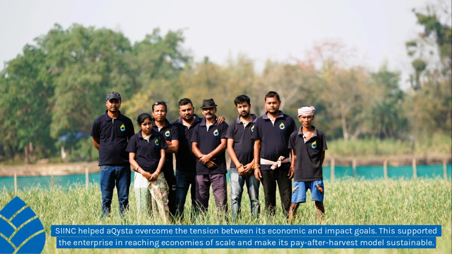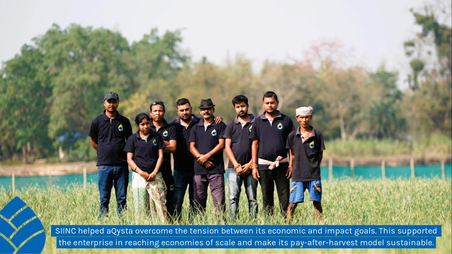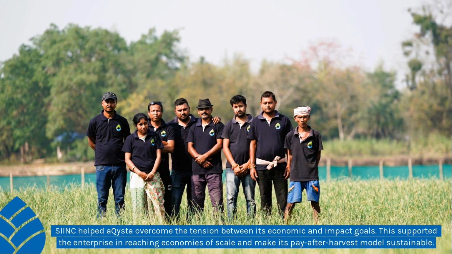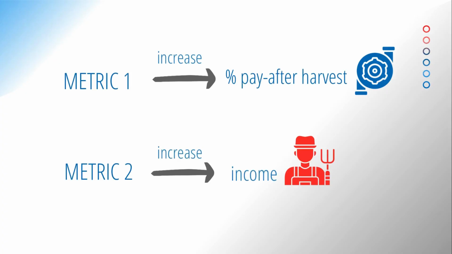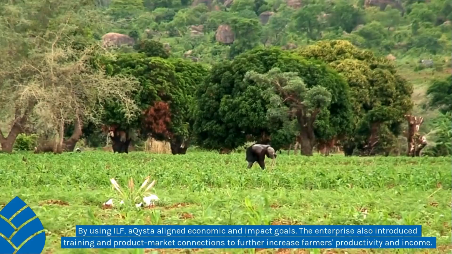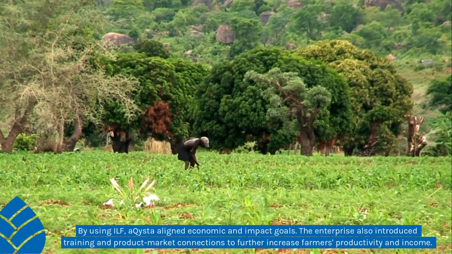Sync helped Aquista overcome the tension between its economic and impact goals. This supported the enterprise in reaching economies of scale and make its pay-after-harvest model sustainable. With Sync and capital from investors alongside, Aquista was able to drive the following metrics. 1. A higher percentage of pumps sold via the pay-after-harvest model in Malawi and Nepal. And 2. Increasing the income of the smallholder farmers. By using ILF, Aquista aligned economic and impact goals. The enterprise also introduced training and product market connections to further increase farmers' productivity and income.